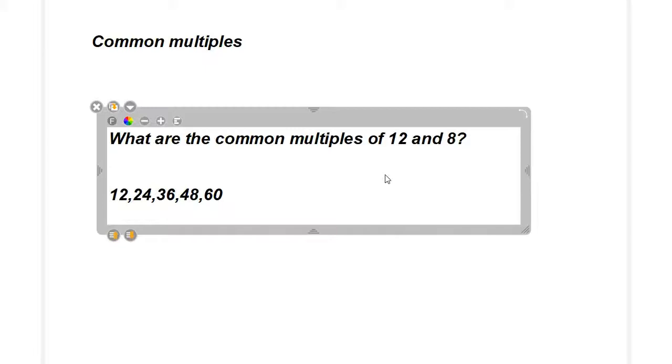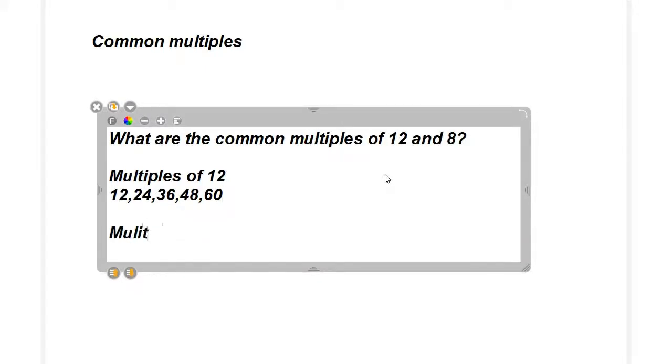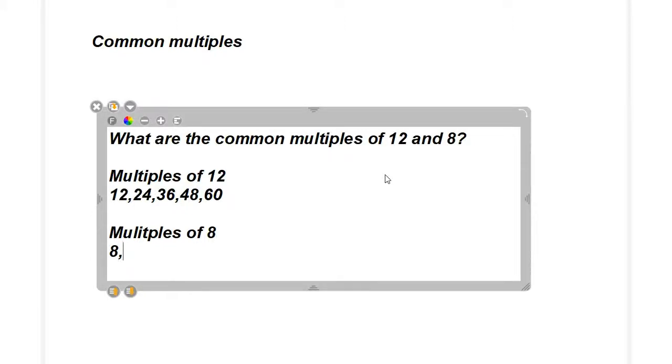And the multiples of 8 will be, let me write it properly. Multiples of 12. Multiples of 8. Same, you just multiply, right? So this is 8 times 6, 8 times 7, 8 times 8, 64, right?